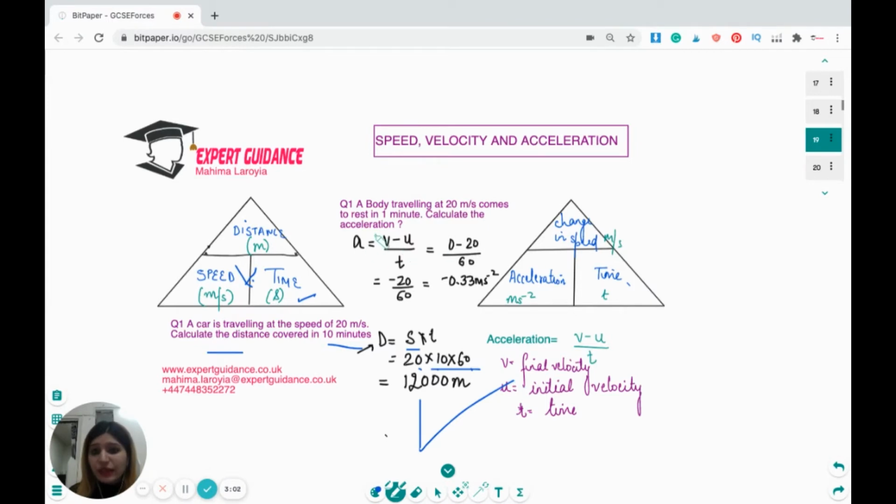For the acceleration question, we know acceleration is final velocity minus initial velocity over time. In this case, the body comes to rest.